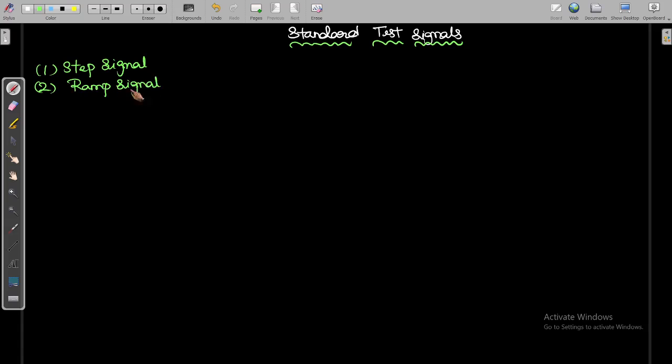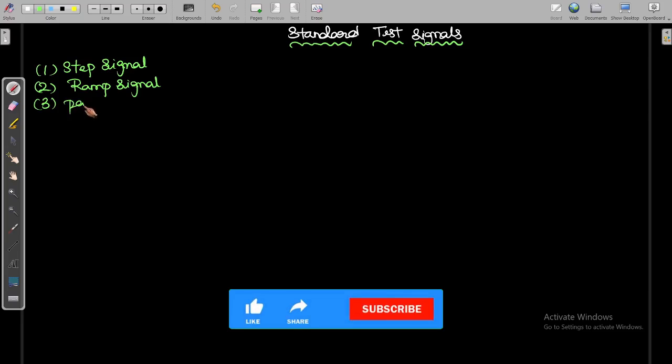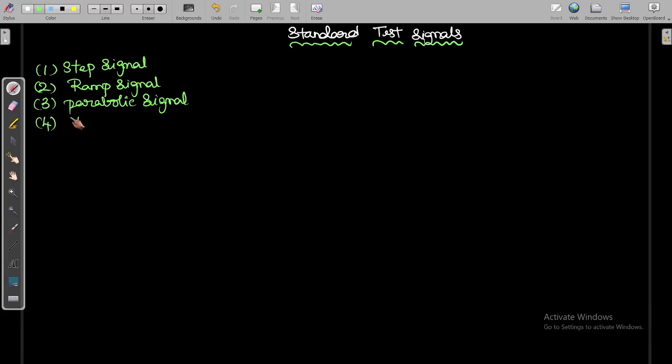Next we will see what is the parabolic signal. Next, the fourth one is the impulse signal. So these are the four signals which we are going to use for testing of the control systems. Normally we are going to use these four signals. So let us select the first one. First one, we are going to see what is the step signal here.